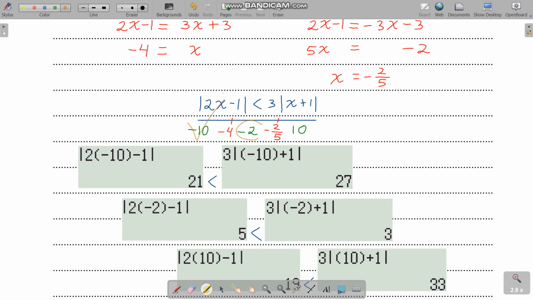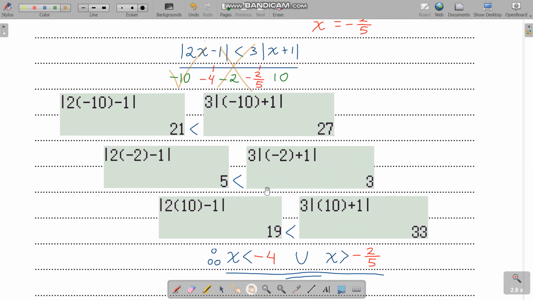And for the middle interval, we can use anything in between minus 4 and minus 2/5. I'm using minus 2 here. Use a calculator, you get 5 on the left, 3 on the right. 5 is not smaller than 3, so we cannot use the middle interval. For the right interval, we can use 10, and you get something smaller on the left, which means you can use the right interval.